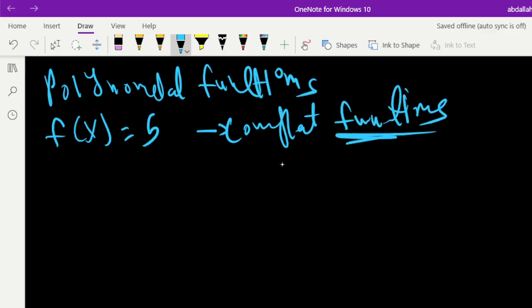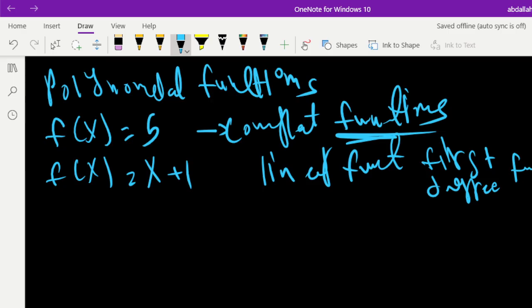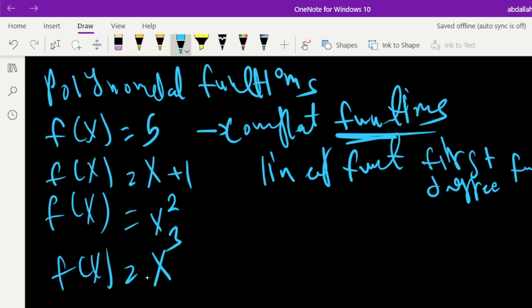Don't care about my writing here. Okay, if f(x) equals x plus 1, this is a linear function, also known as a first degree function. We also have f(x) equals x squared. This is called a quadratic function or second degree function. And we have f(x) equals x cubed. This is called a cubic function.